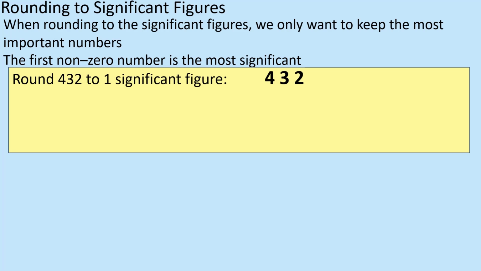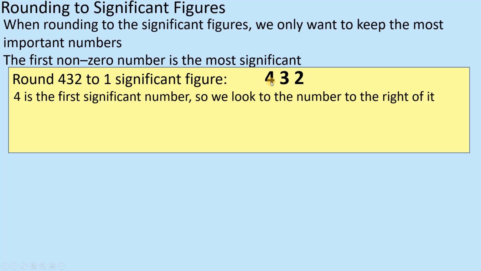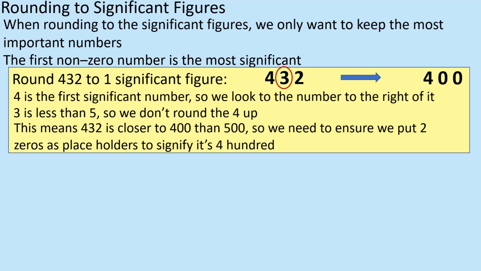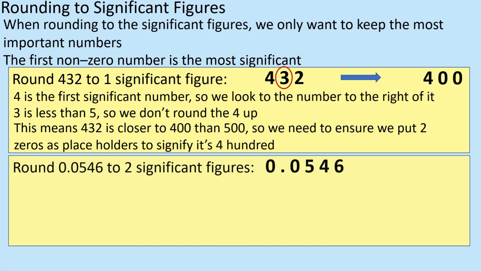So if I have to round 432 to one significant figure, your first significant figure is the 4, which is 100, so it's 400. I would therefore look at the next number to see if you round it up or down. Well, it's lower than a 5, so I'm going to remain it as 400. It's important that you recognise the 4 and the 2 zeros need to be there, because it's 400, essentially.